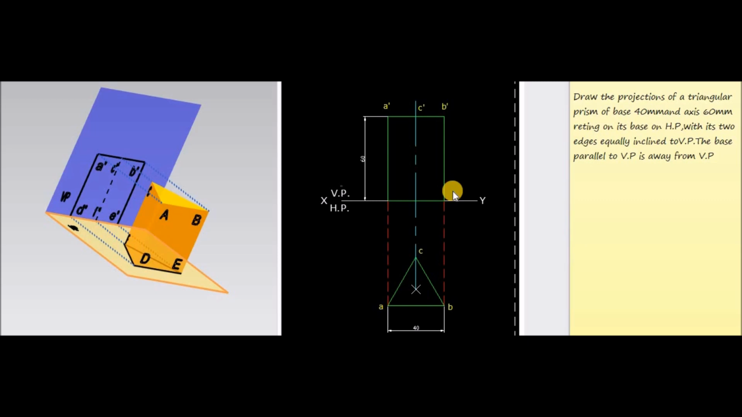So I will explain the final drawing. First of all, draw the XY line, then mark the vertical plane above the XY line and the horizontal plane below it. This one is VP, and below the XY line this one is HP. Then draw the top view of the triangular prism. Here the top corners are represented by A, B, C with the length 40 mm. Then from these points draw the projections to the XY line. Then mark the points A dash, C dash, B dash at a height of 60 mm from the XY line. Then join all these points, and this represents the front view of the triangular prism.